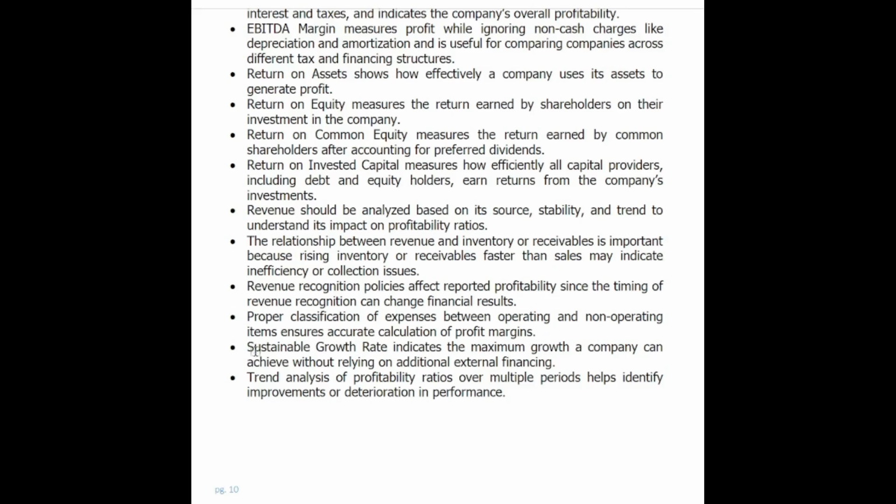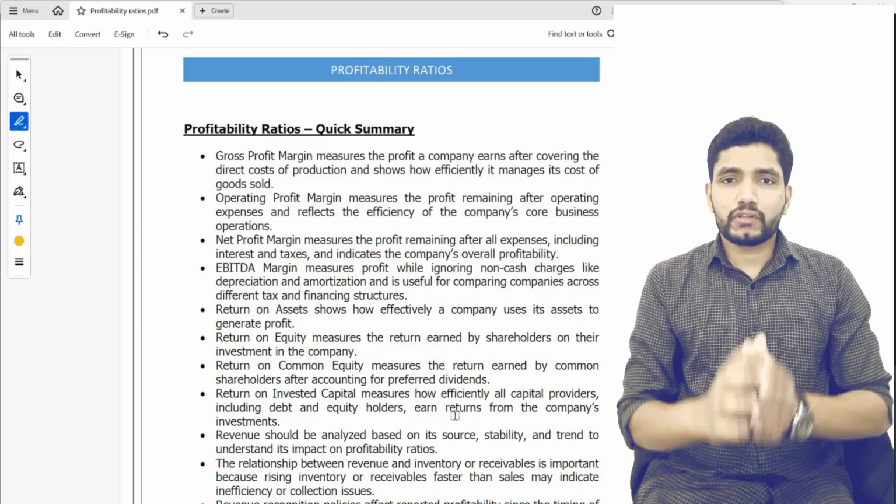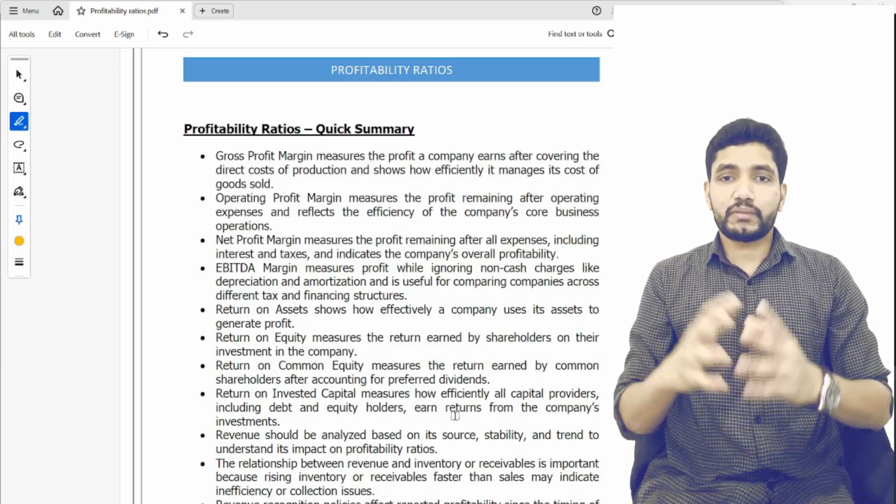Then we discussed the SGR, which indicates the maximum growth a company can achieve without relying on additional external financing. Finally, the trend analysis of profitability ratios over multiple periods helps identify improvement or decline in performance. So this is about today's discussion, the profitability ratios.